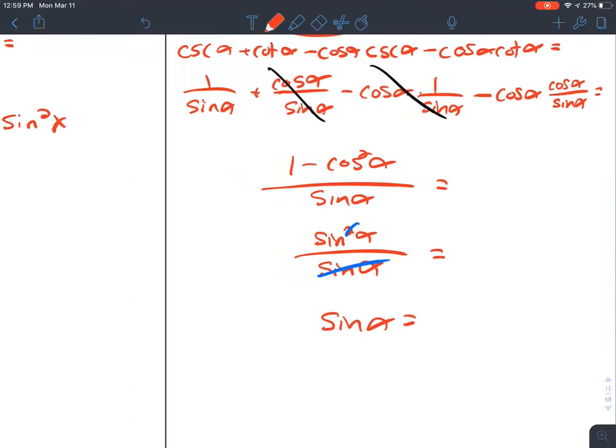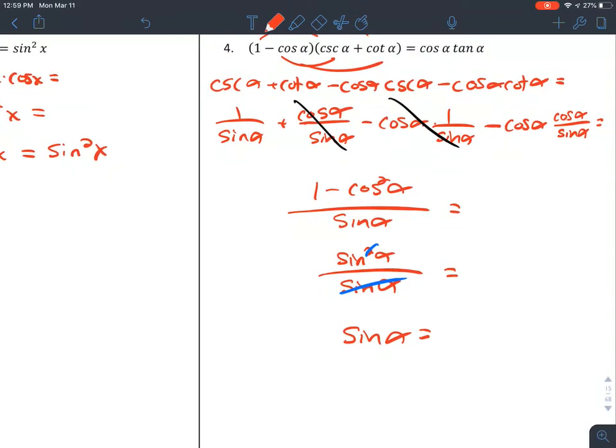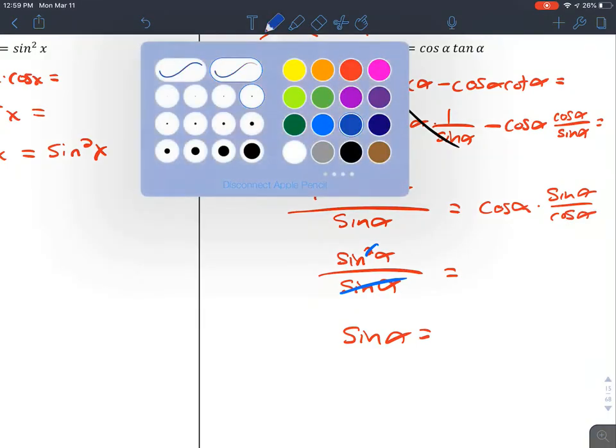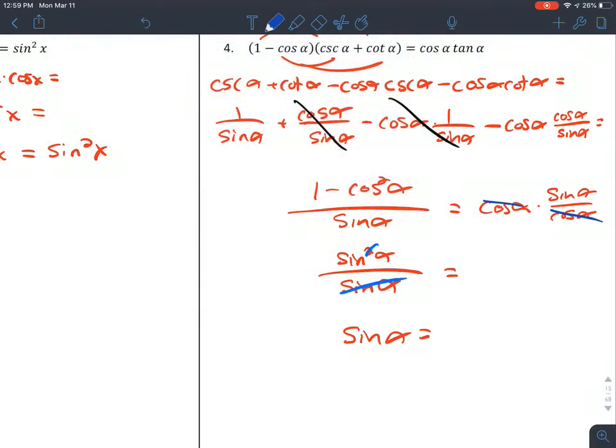Now the right side of the equation was cosine of alpha times tangent. I'm going to change tangent to sine over cosine. Cosines cancel, and we're left with sine of alpha is sine of alpha. Finished.